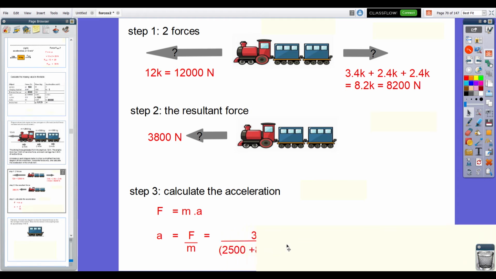3,800. What's the mass? Well, the mass is all the parts of the train, isn't it? So it's the engine plus the 2 carriages, because the train is going along together. It's not that some parts are accelerating at different speeds to the others. The train is all connected. So this train has a constant acceleration. Do that all together, we end up with 0.927 meters per second squared to the left.